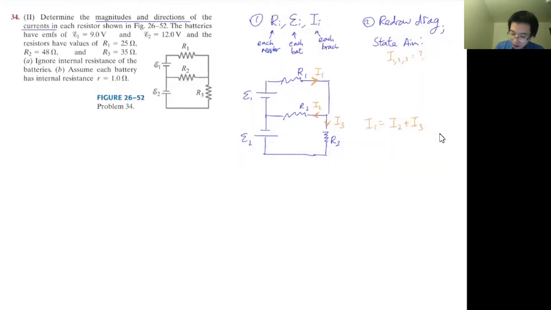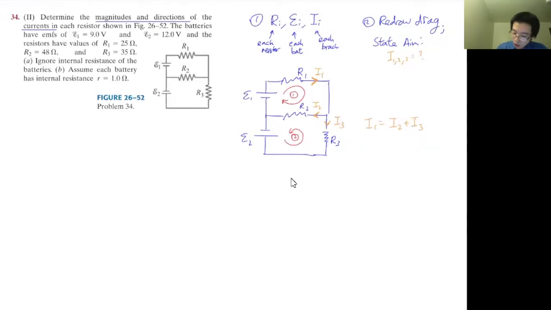Like I said, I usually like to start with a battery and go around. So let's call that loop 1. And again for the second one, I like to start along with the battery direction. But let's say you decide to go the other way around instead. That's also completely okay.